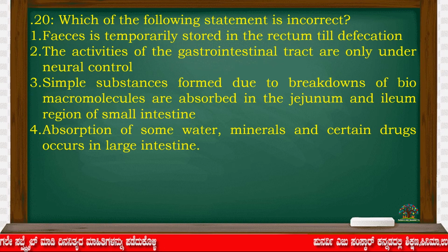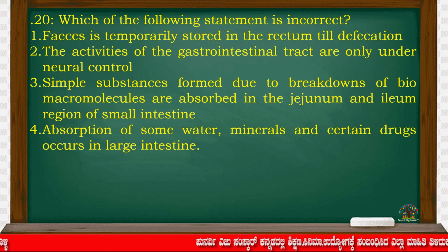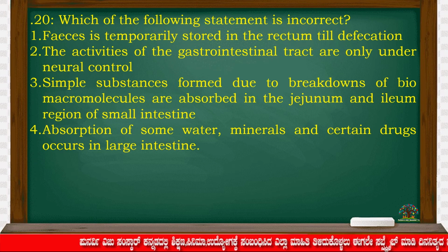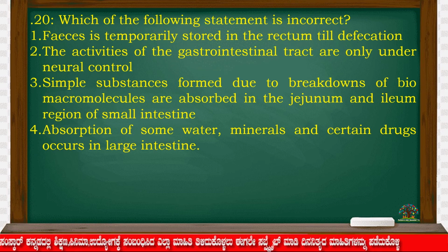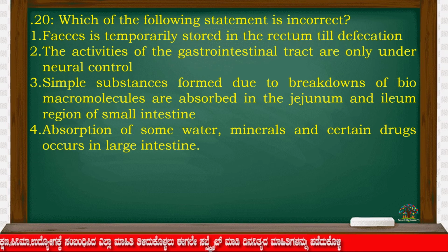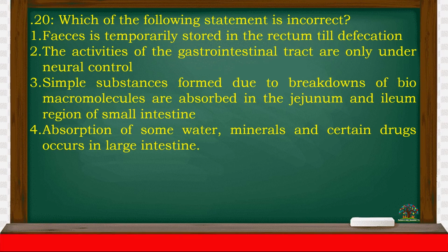Question 20. Which of the following statements is incorrect? So we'll have to find out the incorrect statement in these following 4 statements. The first statement is feces is temporarily stored in the rectum till defecation. Option 2, the activities of the gastrointestinal tract are only under the neural control. Option 3, simple substances formed due to breakdown of biomacromolecules are absorbed in the jejunum and ileum region of the small intestine. Option number 4, absorption of some water, minerals and certain drugs occurs in the large intestine.